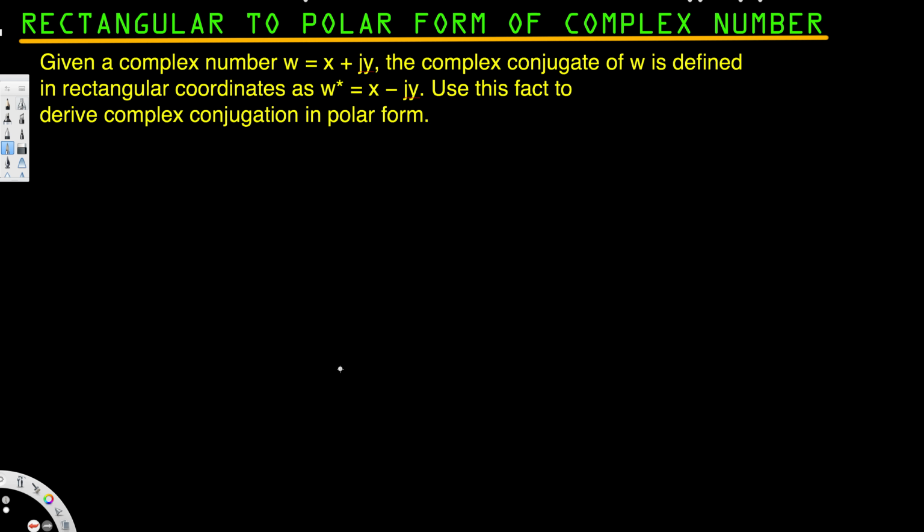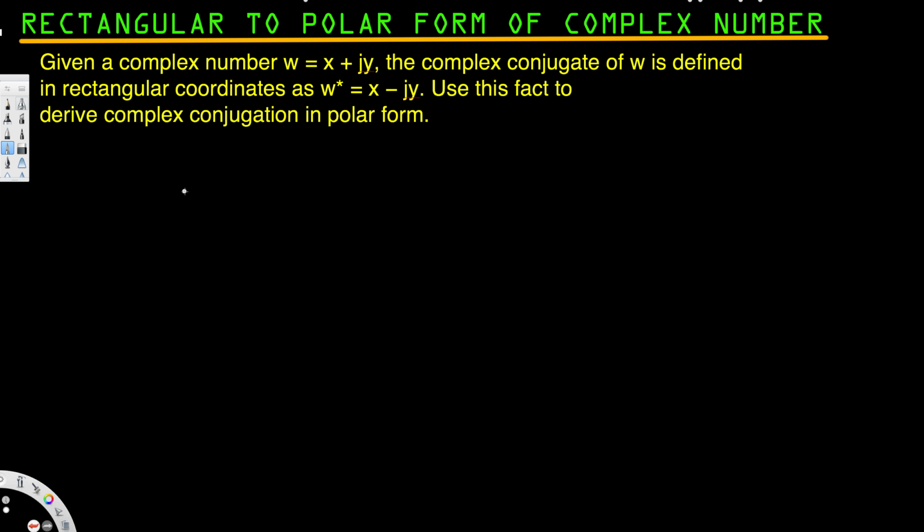Hey guys, in this video we are going to see how to convert a complex number from rectangular form to polar form. Now let's look at this given problem. Here this question is asking, given a complex number w is equal to x plus jy, the complex conjugate of w is defined in rectangular coordinates as w asterisk is equal to x minus jy. Use this fact to derive complex conjugation in polar form.